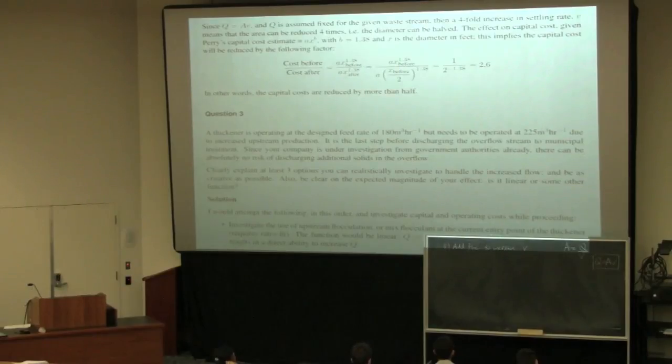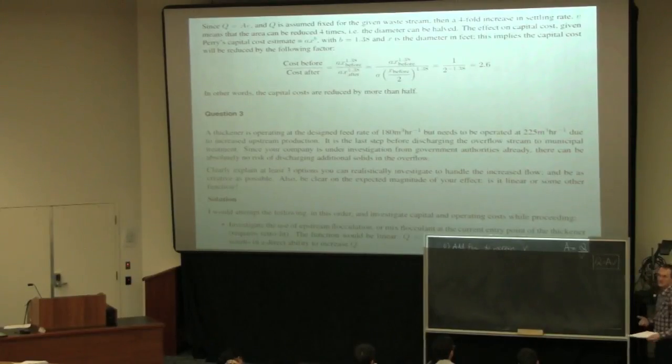Build another tank. Okay, absolutely. Build another tank in parallel to treat this additional quantity. And then what is your relationship on the flow rate? It's going to be the same. Okay, so an additional unit, you're just increasing the area.